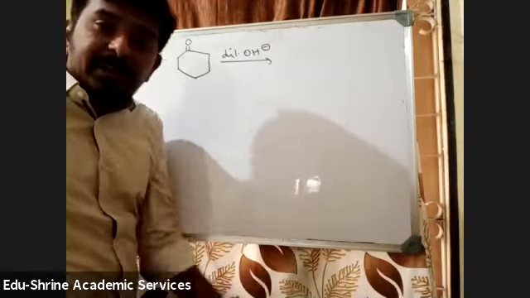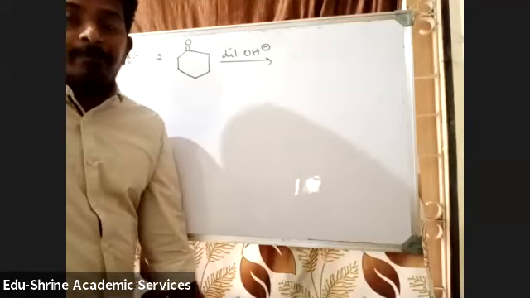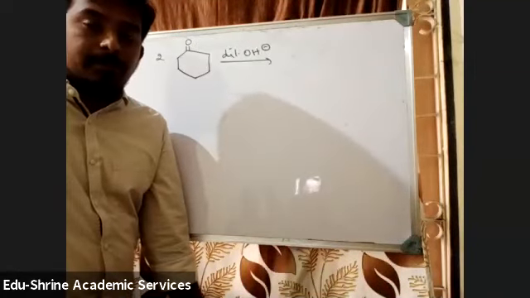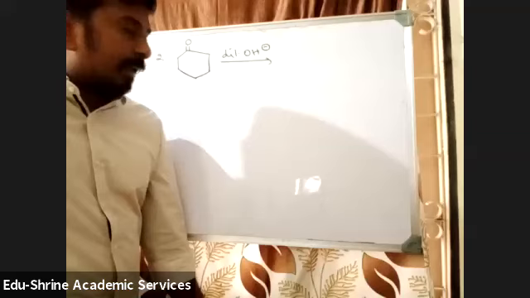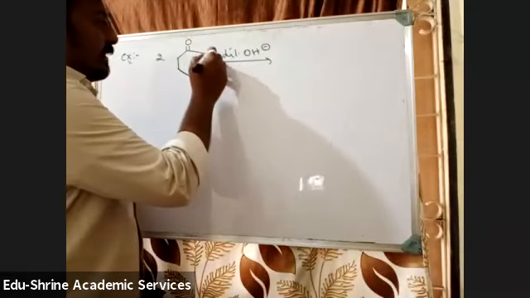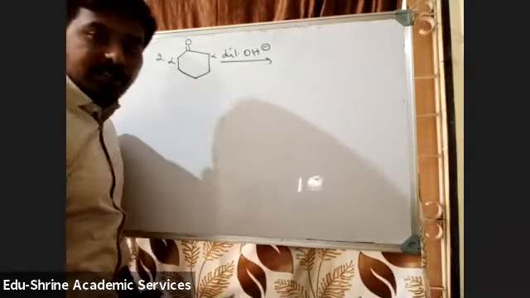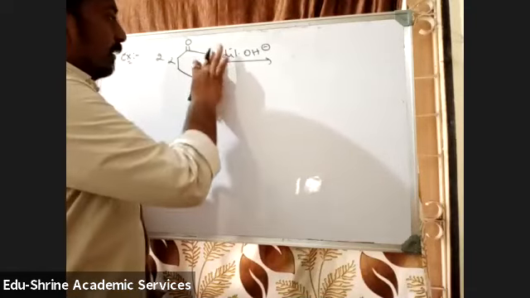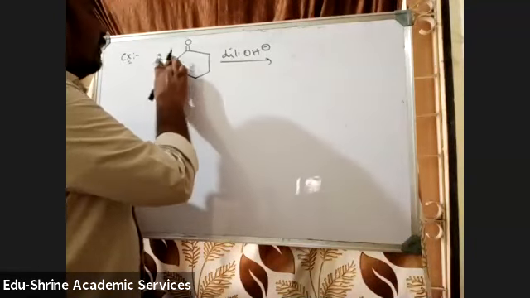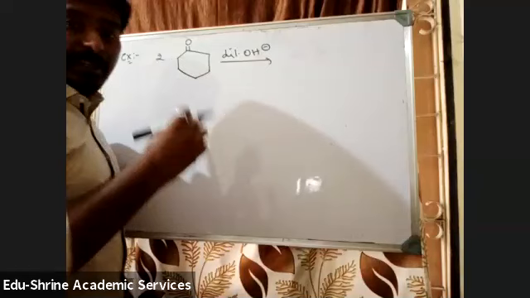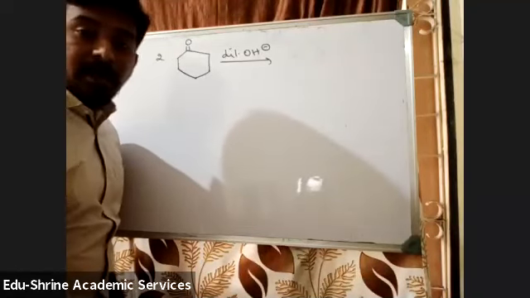Symmetrical ketone or unsymmetrical ketone? Symmetrical, because this is the functional group, this is alpha, this is alpha. Both sides it is the same. So symmetrical. So either you get a negative charge here or you get a negative charge here, it will be the same. Complete writing the product.